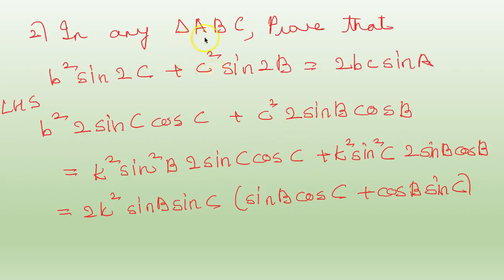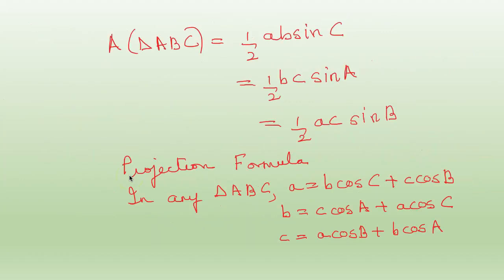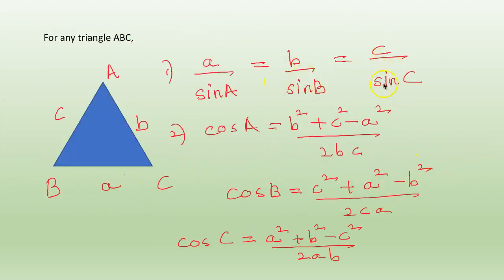Coming to the next problem, in any triangle ABC, prove that b squared sin 2C plus c squared sin 2B is 2bc sin A. We start with the LHS, that is b squared sin 2C, which is 2 sin C cos C, plus c squared sin 2B, which is 2 sin B cos B. Now we have the formula that b equals k sin B because of the earlier property: a by sin A equal to b by sin B equal to c by sin C. If we call this k, then b equals k sin B, a equals k sin A, and c equals k sin C.